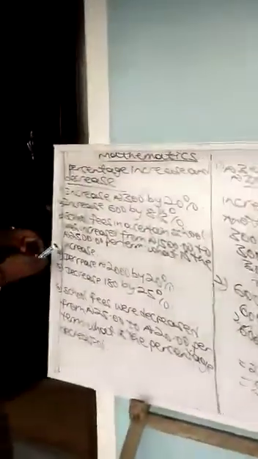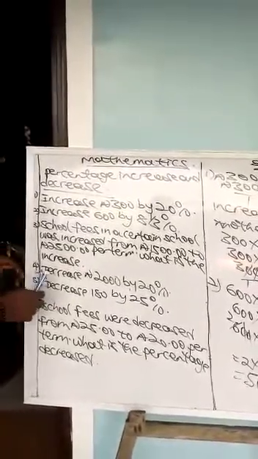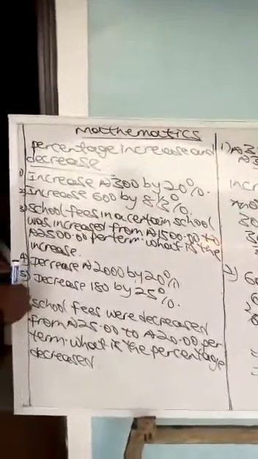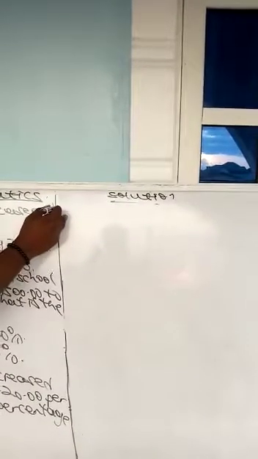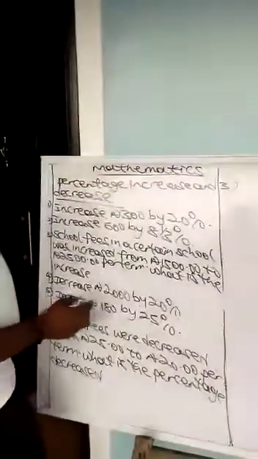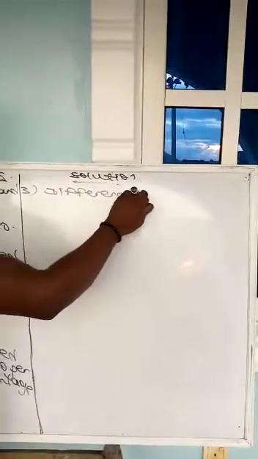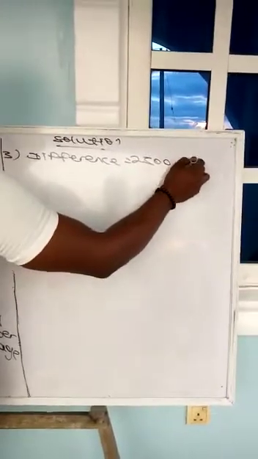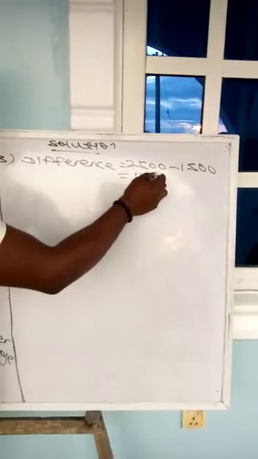In question number 3, we are told that school fees in a certain school were increased from 1,500 to 2,500 per term. What is the increase? So what we are going to do is find the difference in the two fees. That is going to give us 2,500 minus 1,500, and if we subtract, we are going to have 1,000.